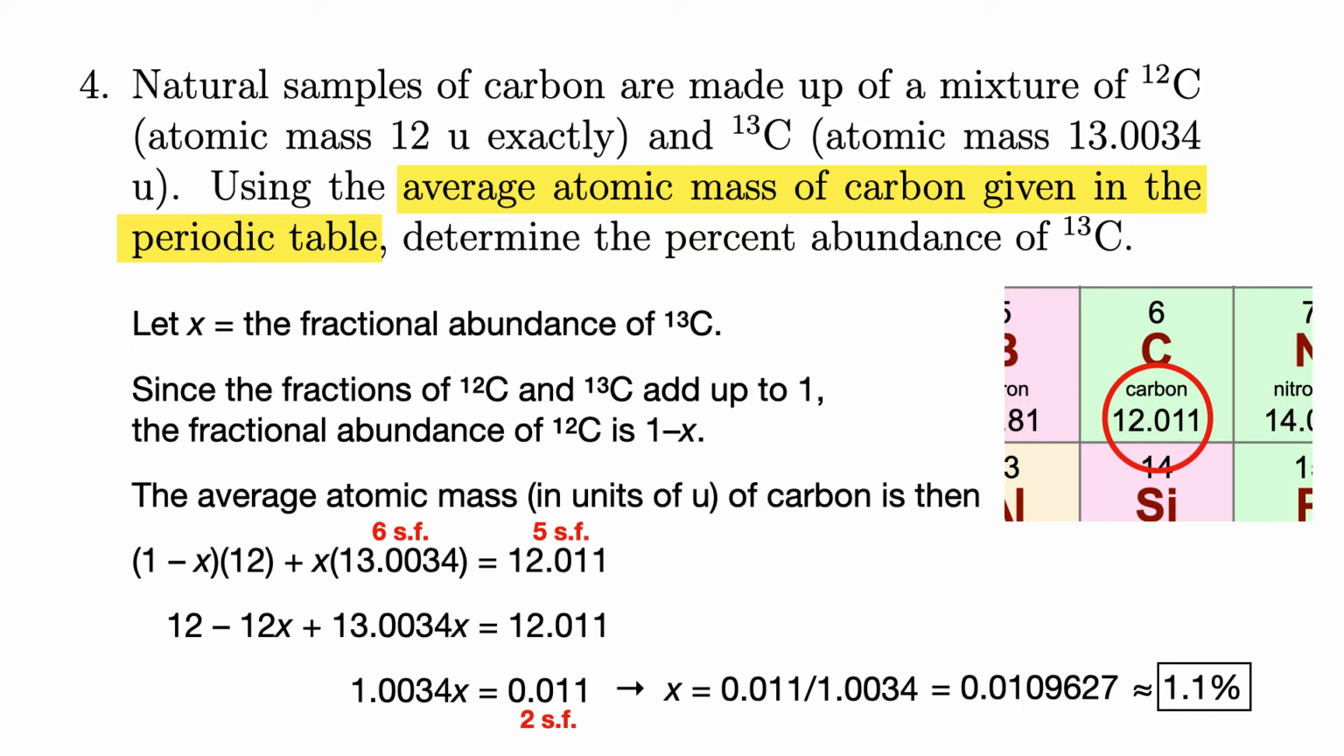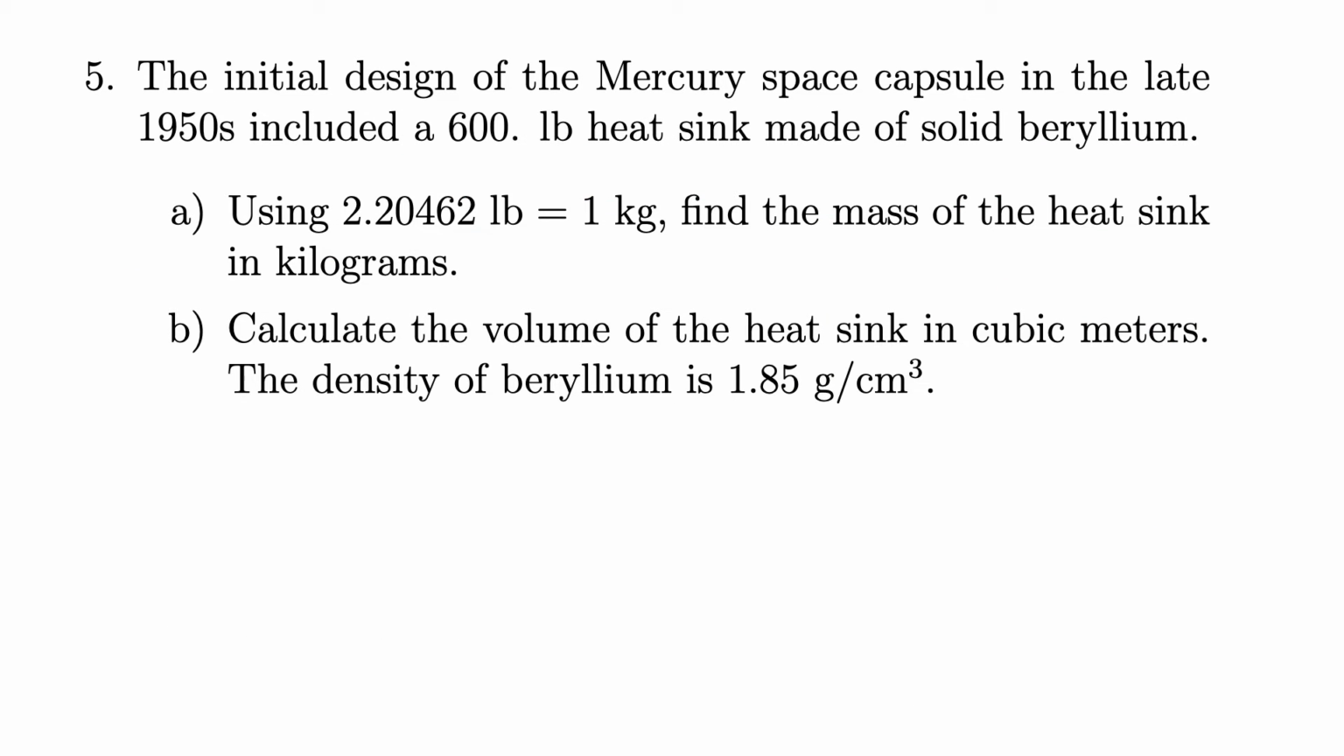Okay, so problem number 5 says that the initial design of the Mercury space capsule in the late 1950s included a 600-pound heat sink made of solid beryllium. And in part A, using 2.20462 pounds equals 1 kilogram, we want to find the mass of the heat sink in kilograms. And in part B, we want to calculate the volume of the heat sink in cubic meters. And we're given that the density of beryllium is 1.85 grams per cubic centimeter.